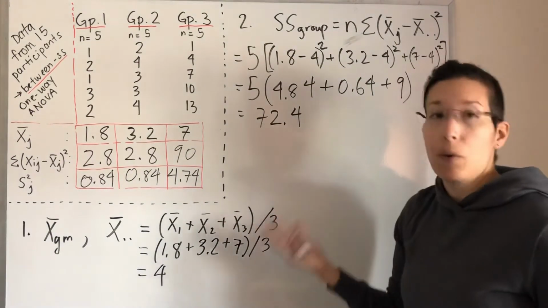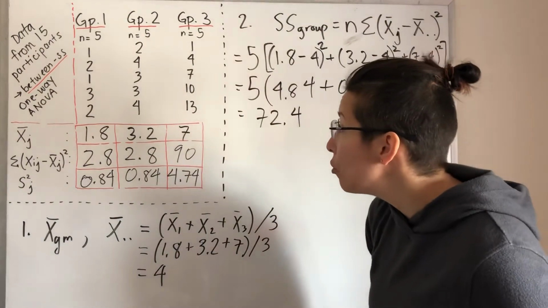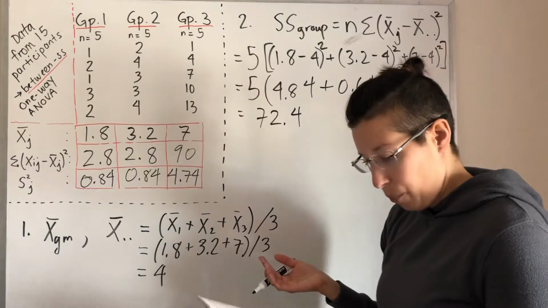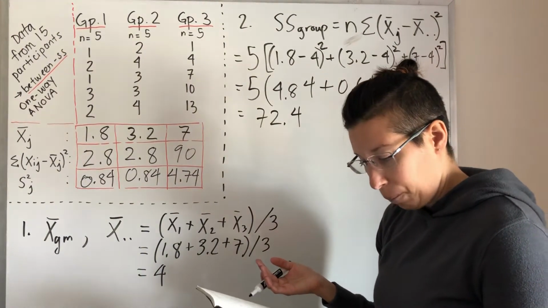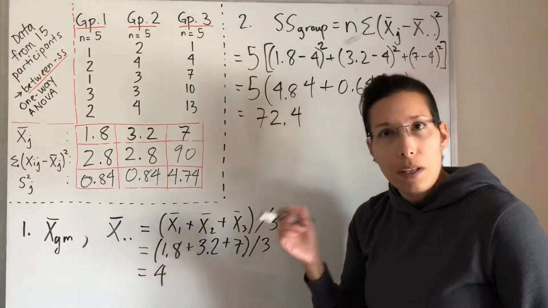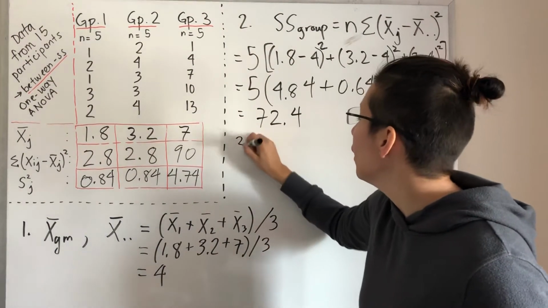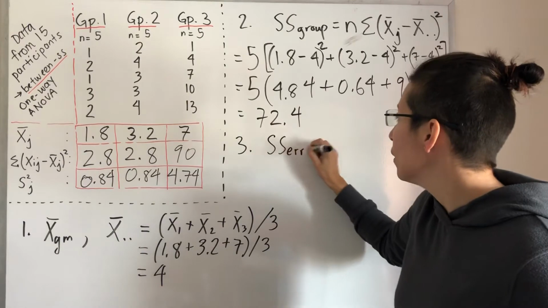There might be other ways, like if you wanted, you could compute the sum of squares total. And I don't feel like it, because you'll see why. I think I'm going to go with the SS error. So then 3, right, SS error.